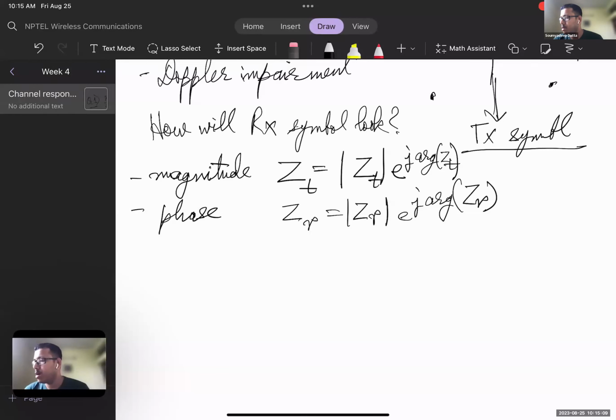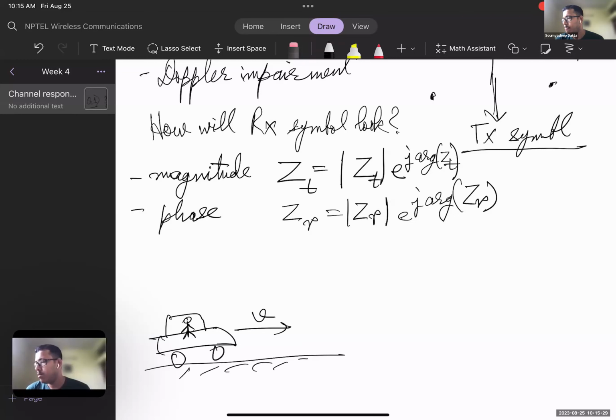some car, not a great artist, but yeah, you have a car, whatever, and you have a passenger inside the car, right? Just taking a typical case, and it is moving along at a speed v, let's say on a road, right? And you have your base station somewhere here, let's say in a 2D plane.